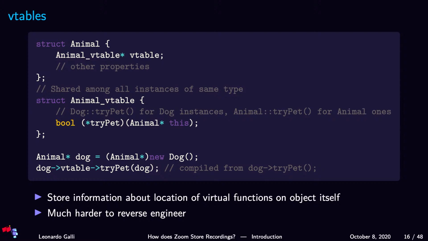And then in the end, the compiler, when you type this in your code editor, dog try pet, the compiler will instead then do this, so dog vtable try pet. And here it will then have the correct try pet function, and we can actually pet our dog.